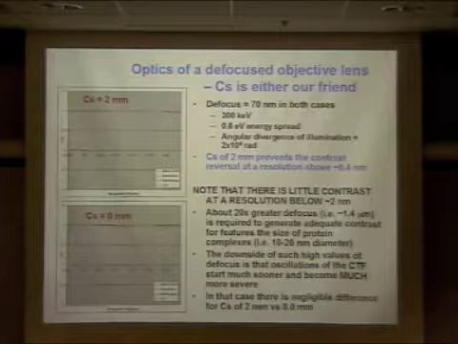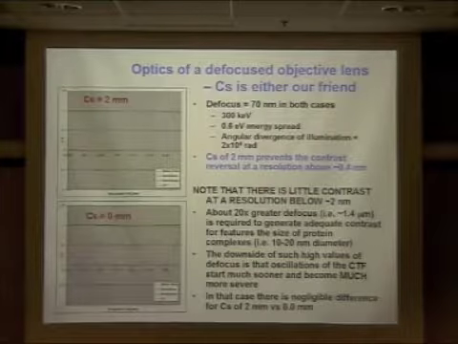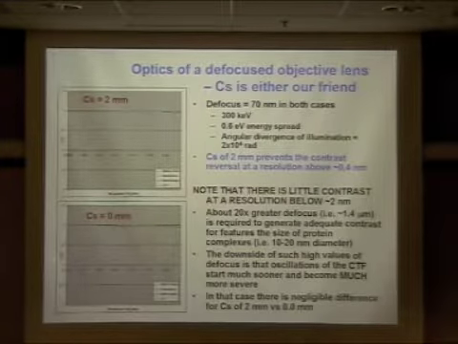So let's see, what else? Oh, I'm trying to figure out where I am on my slide. If somebody wants to ask a question, they're welcome to do so.